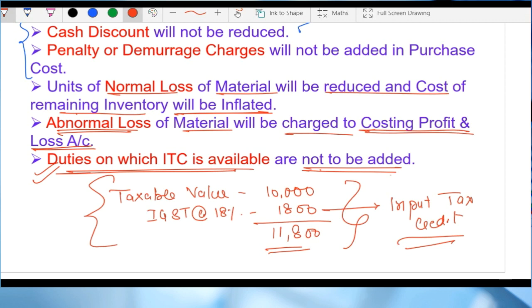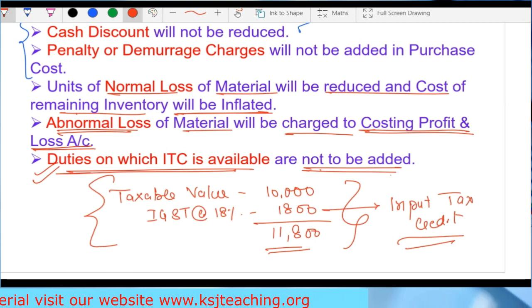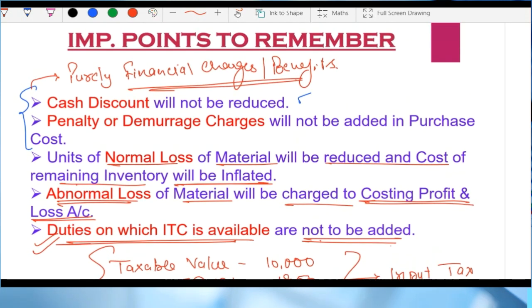Sir, we are not taking this duty, we are not taking the GST, on the consideration that the input tax credit is available against this GST. So this can be one assumption that you can make in the examination. Clear? So write down this also. Important points to remember regarding this.